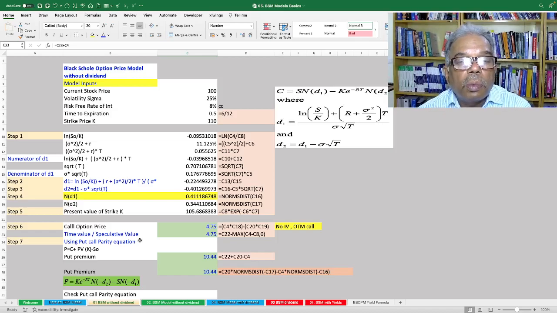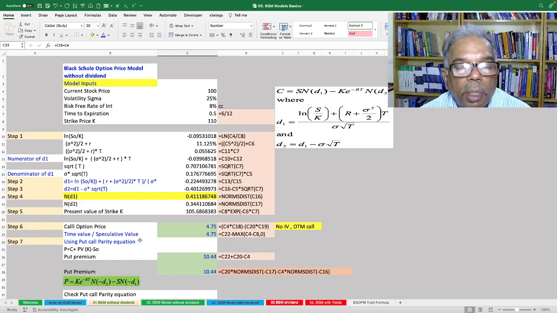Let's assume the current stock price is 100 and the volatility, sigma, is 25%. The risk-free rate of interest on a continuous compounding basis is 8% per annum. Time to expiration is 6 months, that is 6 divided by 12. Either you use n divided by 12 or d divided by 365. And the strike price K is 110. So with these inputs, let's quickly calculate d1. First, what is d1?